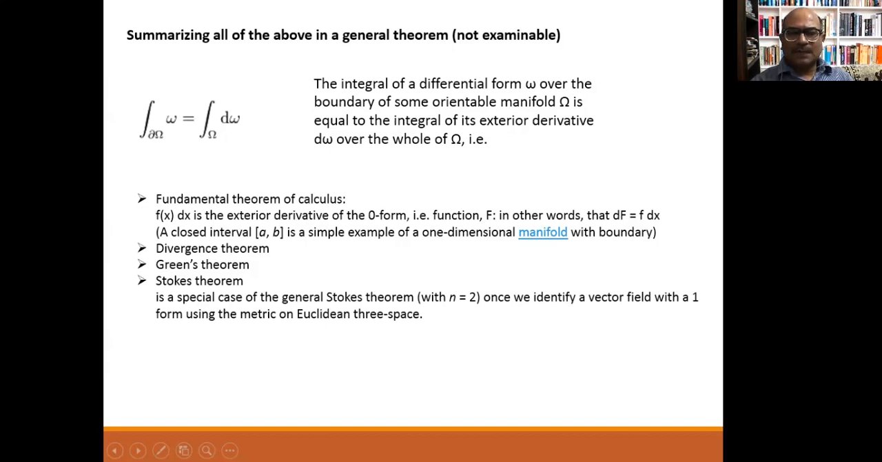Now, the fundamental theorem of calculus says that f'(x) dx is the exterior derivative of the zero form, that is the function f, in other words, df is equal to f'(x) dx. A closed interval [a, b] is a simple example of a one-dimensional manifold with boundary. The divergence theorem, Green's theorem and Stokes theorem are special cases of this general Stokes theorem, once we identify a vector field with a one form using the metric on Euclidean 3-space.